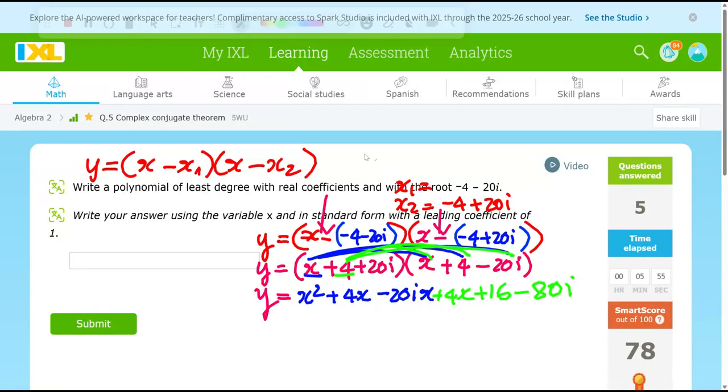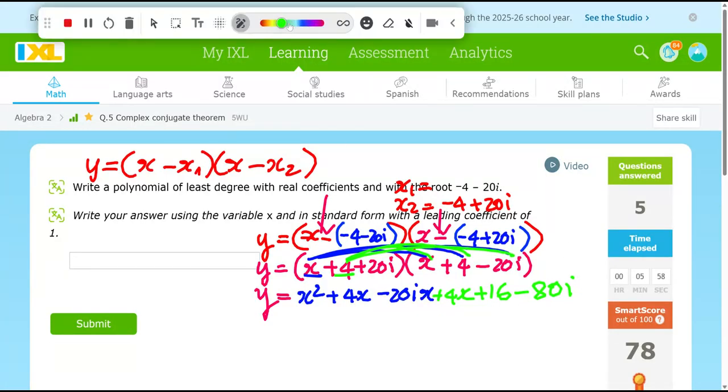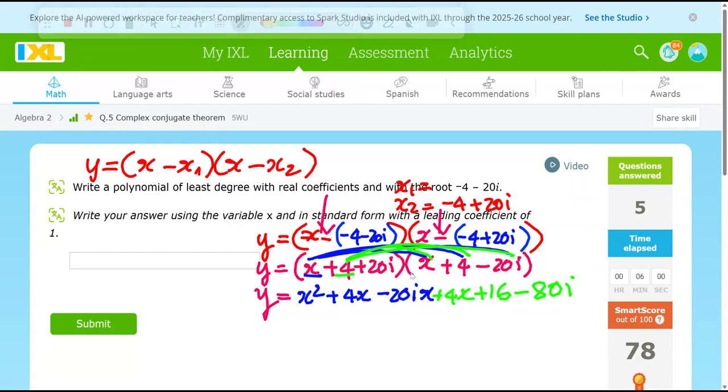You should do it slowly, not a big deal. Now the last one. Here we go. With 20i, 20i times x, 20ix. Bingo. Do you see these two terms, they are opposite?